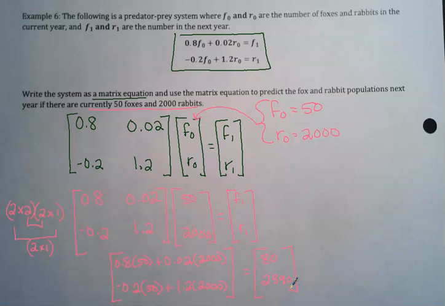So what does that mean? Well, we said this is equal to that constant, F sub 1 and R sub 1. So next year, F sub 1, there's going to be 80 foxes. And next year, R sub 1, for rabbits, there's going to be 2,390 rabbits.